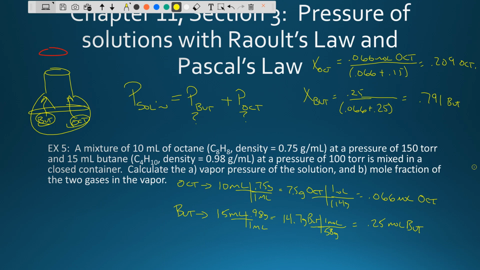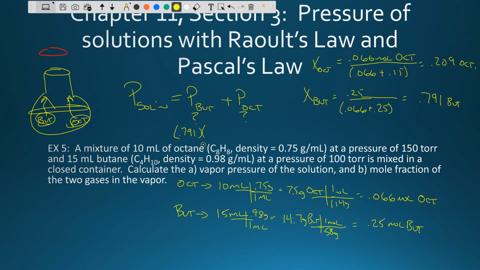So if I want to find the pressure of the entire solution, that's the first step. I'm going to take a look at my mole fraction. I'm going to take a look at my torrs, and I simply add those up. Okay, so the pressure of my solution, in this case, I had in my butane, let's see, that was a 0.791.